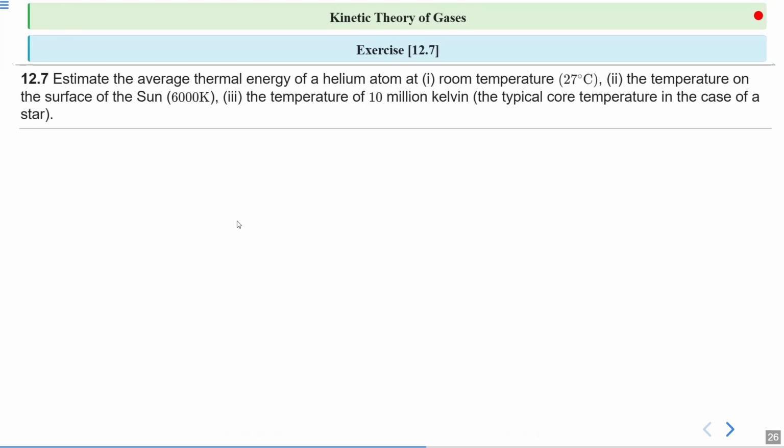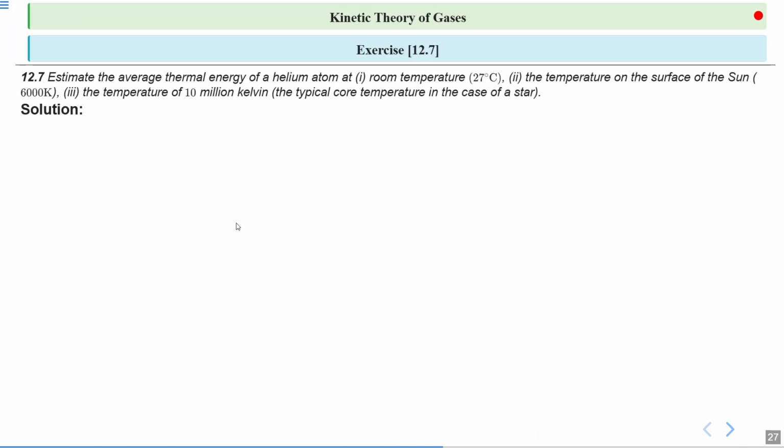Estimate the average thermal energy of a helium atom at first, room temperature, 27 degrees Celsius; second, the temperature on the surface of the sun, 6000 Kelvin; third, the temperature of 10 million Kelvin, the typical core temperature in the case of a star. Let's see the solution.